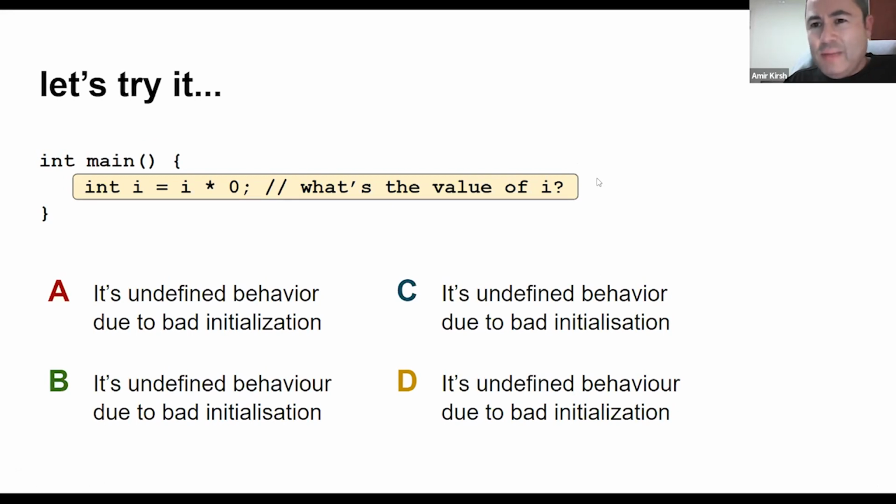Well, it is undefined behavior. You cannot use i like this. It compiles, or it may compile, but the result is undefined behavior. And then the question is, okay, is it A, B, C, or D? Let's go for that.